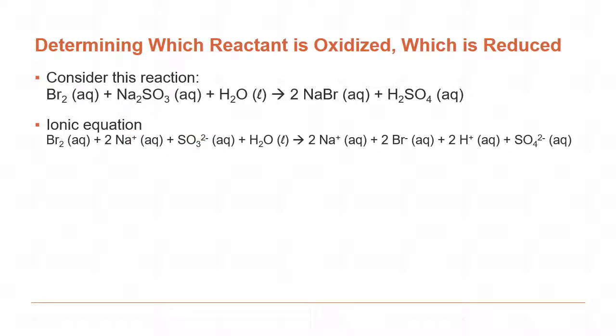H2O obviously doesn't change, so that's going to come straight through. Sodium bromide, from my 2 moles of sodium bromide, I'll have my individual sodium and bromide ions. And then from H2SO4, I'll get 2H+, and I'll get my sulfate ion on this side.